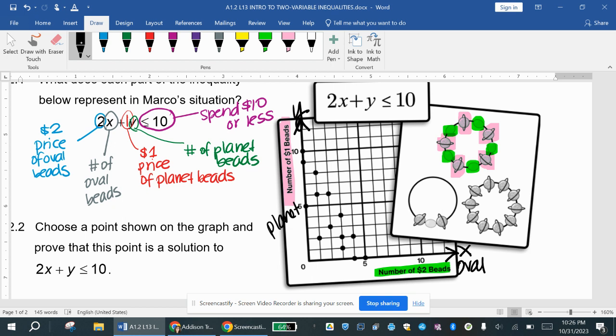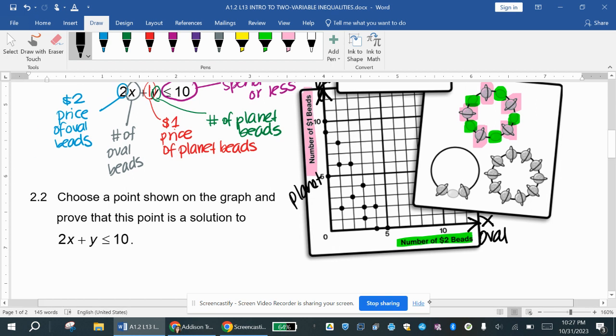Notice that there's a lot of ordered pairs that represent the situation, and there's actually more answers than what is just shown on the graph. So these are the different combinations of planet beads and oval beads that Marco can purchase that will cost less than or equal to $10.